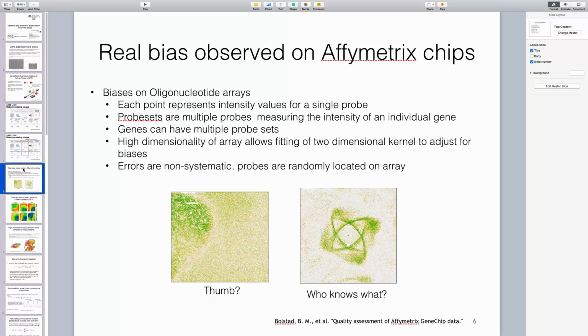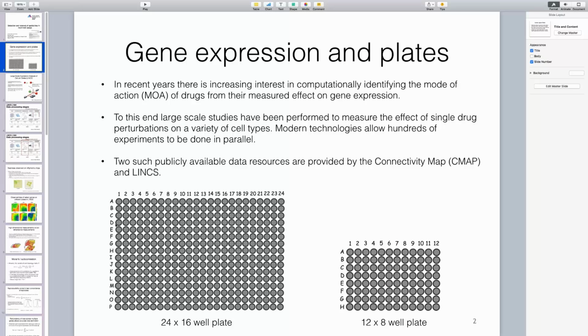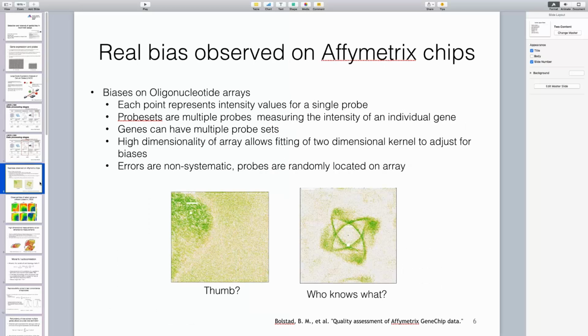But when we talk about the wells, like the plates here, the resolution is much lower, right? Here we only have a resolution of 24 by 16, versus here where it's hundreds by hundreds, right? So I'm just going to really quickly show how these biases look on an individual gene basis, and then I'm going to talk a little bit about how we can look at the bias differently, and then talk about some algorithms that can remove that bias from the data.